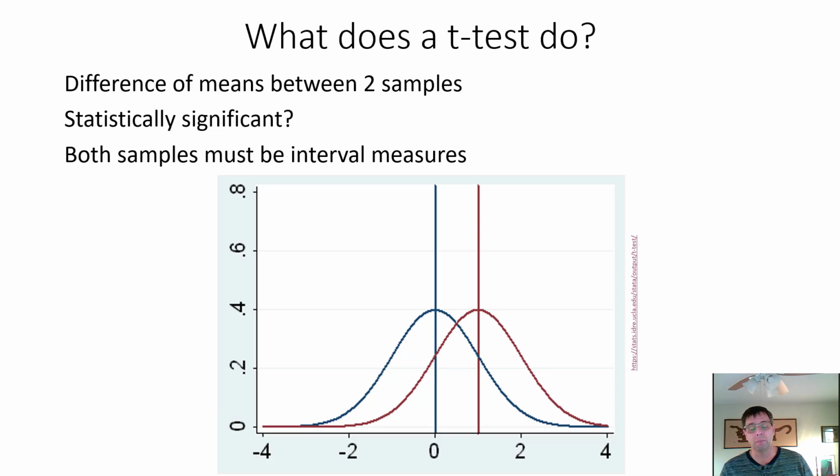And very importantly, for a t-test, both samples must be interval measures. So they can't be the results from a Likert survey or something nominal like different colors, because that's not directional. You have to have directionality and an interval measure, so you can't use a nominal or an ordinal.